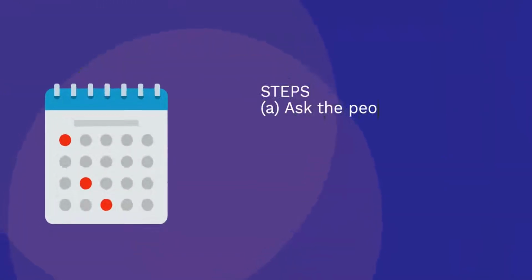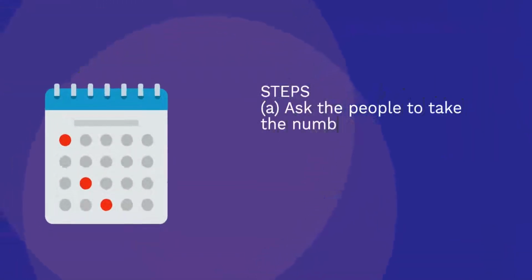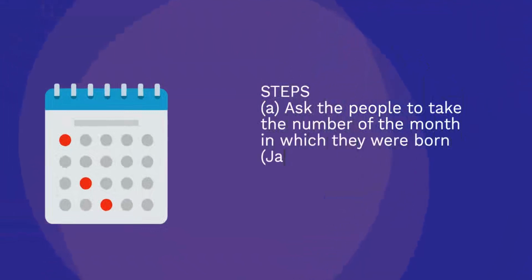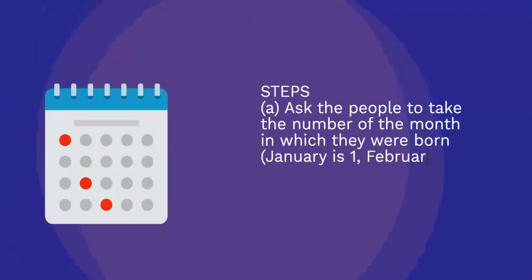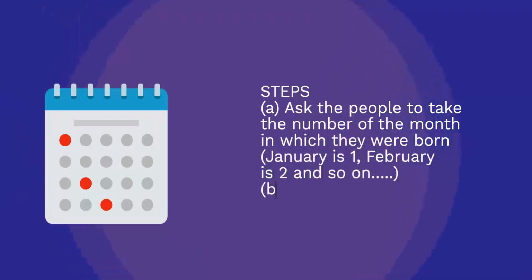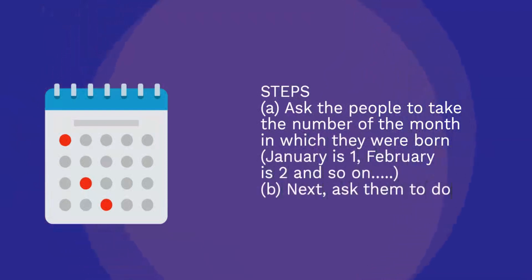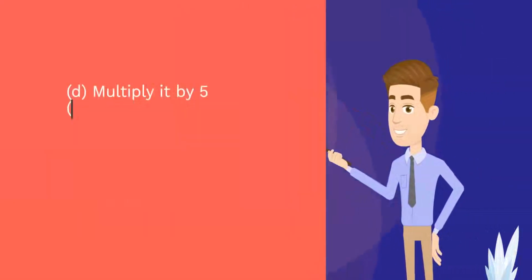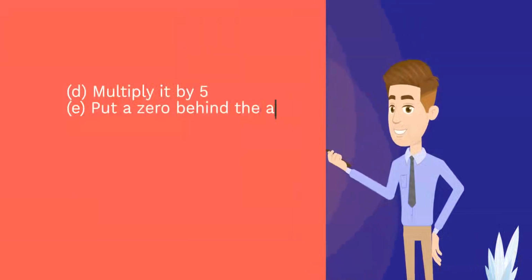Steps. A. Ask the people to take the number of the month in which they were born. January is 1, February is 2, and so on. B. Next, ask them to double the number. C. Add 5 to it. D. Multiply it by 5. E. Put a 0 behind the answer.